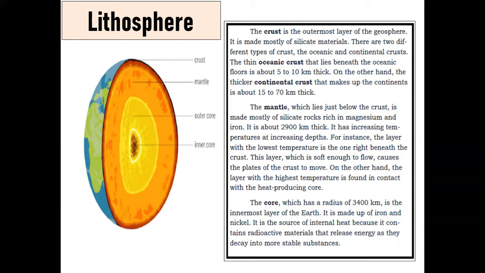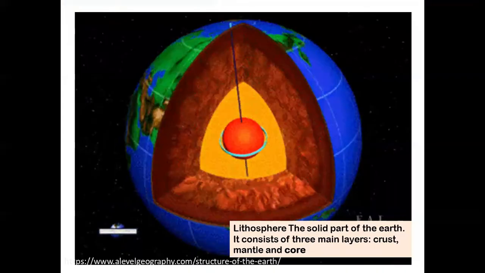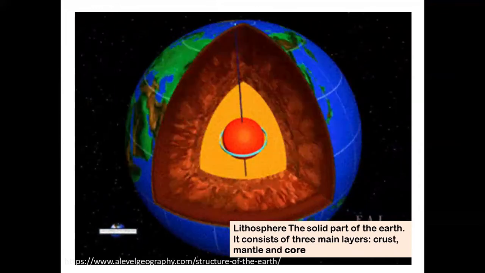The core, which has a radius of 3,400 kilometers, is the innermost layer of the Earth. It is made up of iron and nickel. It is the source of internal heat because it contains radioactive materials that release energy as they decay into more stable substances. So this is the lithosphere, the solid part of the Earth.